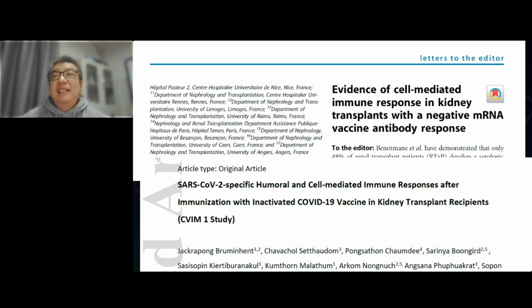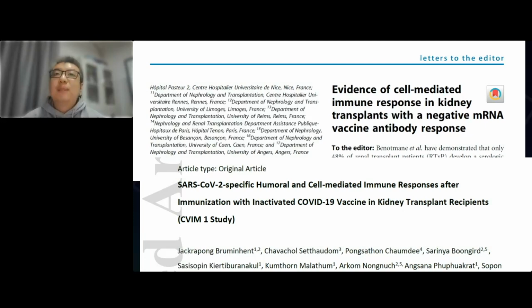However, there is also evidence that even for those patients who cannot detect anti-SARS-CoV-2 antibodies in their bloodstreams, there are still cell-mediated immune responses, so in those kidney transplants, the question is whether those patients cannot develop anti-SARS-CoV-2 antibodies at all, or they can still produce antibodies, but the antibody level is too low that the standard techniques in hospital cannot actually detect those antibodies.